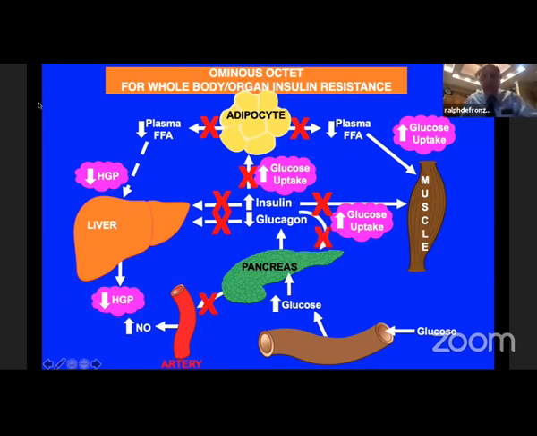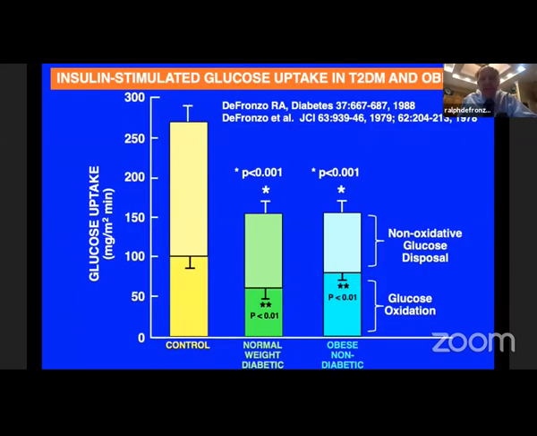And then at the level of the beta cell, there is an inability of insulin to activate the insulin receptor. And so if you were to count these X's up, you would see that there are 8 of them. And this is the ominous octet for insulin resistance, very similar to the ominous octet for the whole body pathophysiology of type 2 diabetes. So now let's start at the whole body level.